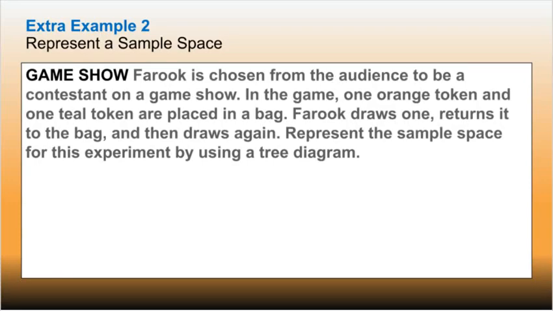Next, Farouk is choosing from the audience to be a contestant on a game show. In the game, one orange token and one teal token are placed in a bag. Farouk draws one, returns it to the bag, and then draws again. Represent the sample space for this experiment by using a tree diagram. So he's choosing from the audience to be a contestant on the game show. We have one orange token and one teal token that are placed in a bag. So you only have those two in here, so your outcomes.